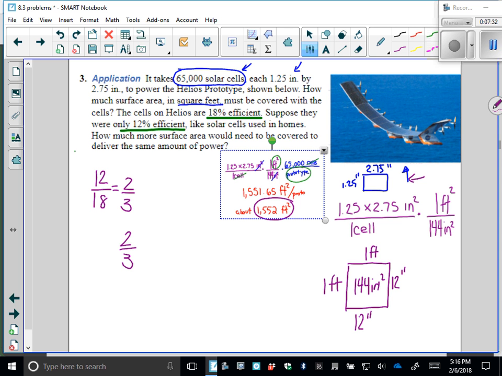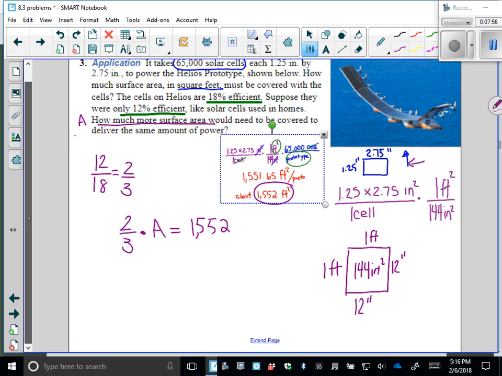So we're going to have to figure out how much more of that surface area. So 2/3 of the new surface area has to work at the same energy level. So what would the new surface area have to be to do the same work as an 18% efficient set? So that's how I would set it up.